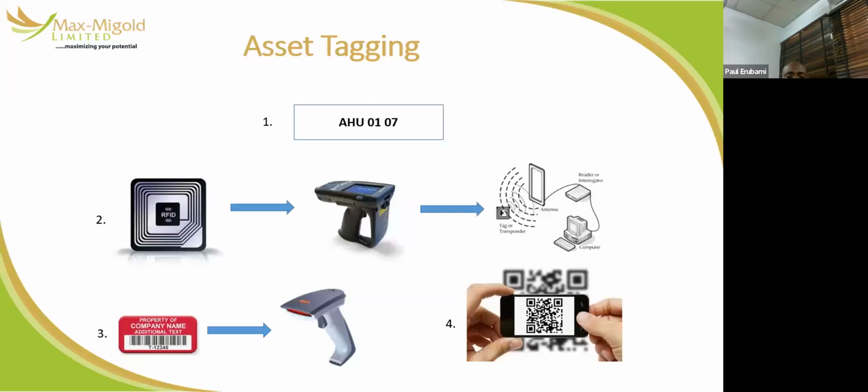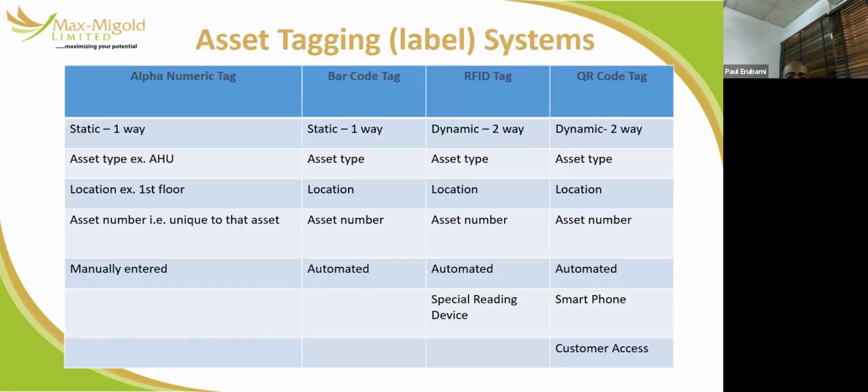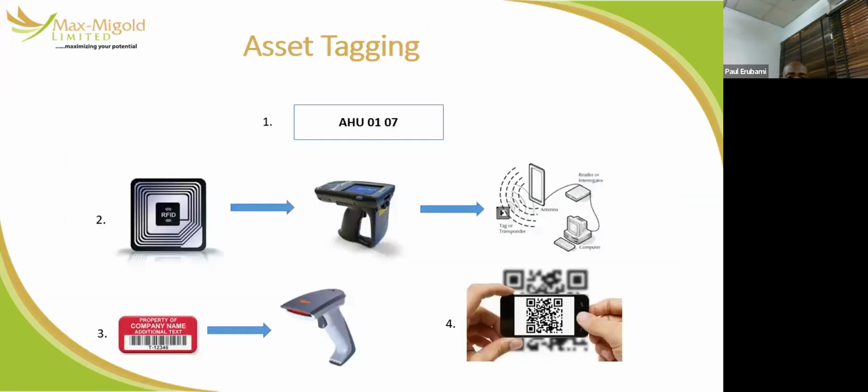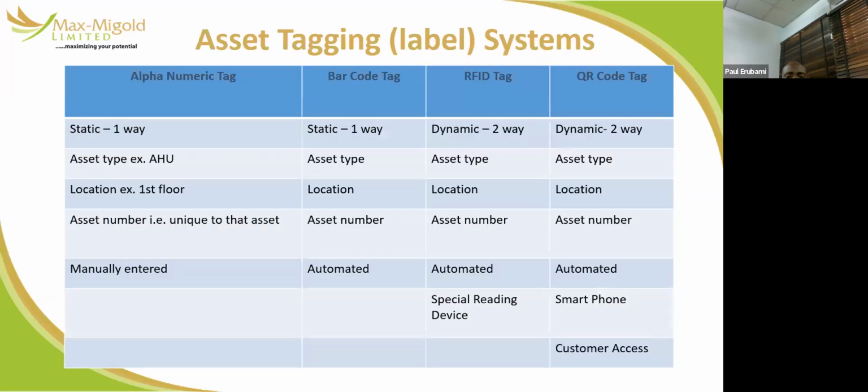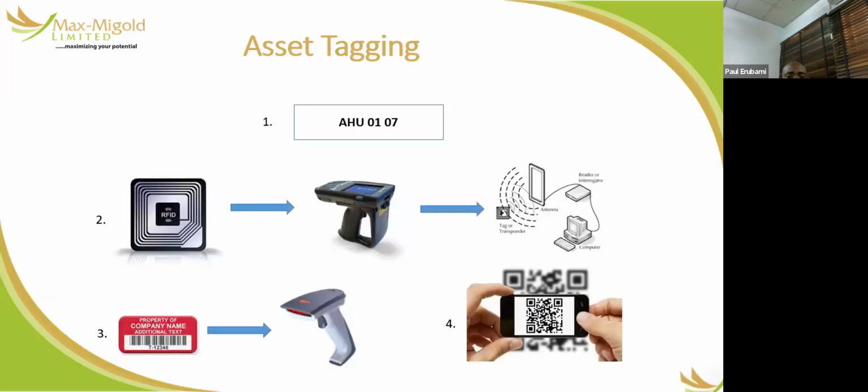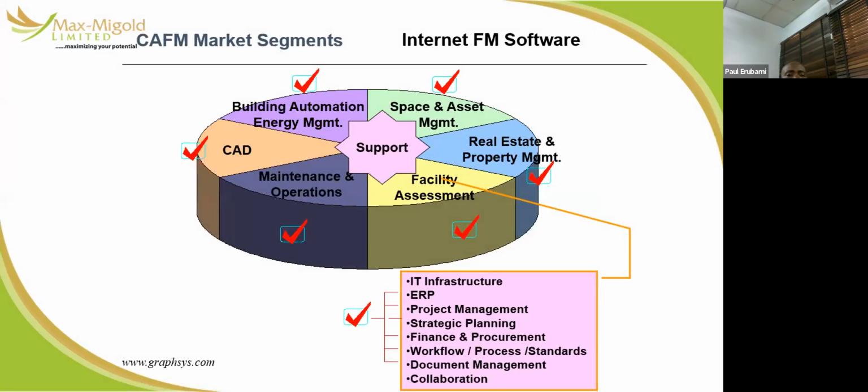This is scan code, this QR scan code, this is your barcode, this is your RFID. These are all asset tagging that you can use and more or less computerized based. And part of it is your computer-aided facility management software.